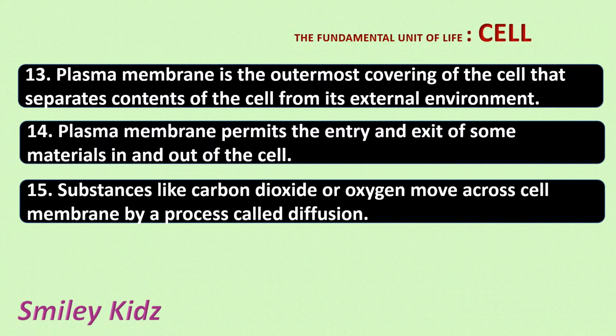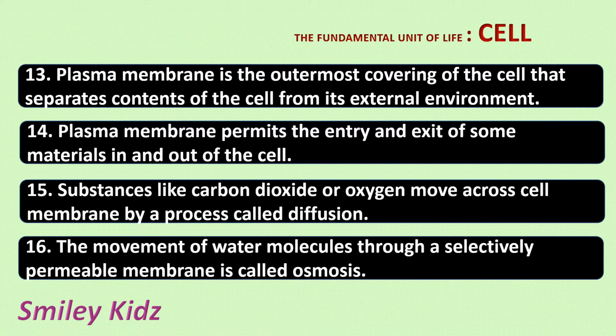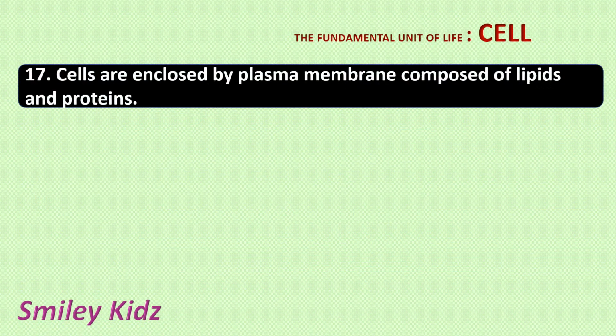Substances like carbon dioxide or oxygen move across the cell membrane by a process called diffusion. The movement of water molecules through a selectively permeable membrane is called osmosis. Cells are enclosed by a plasma membrane composed of lipids and proteins.